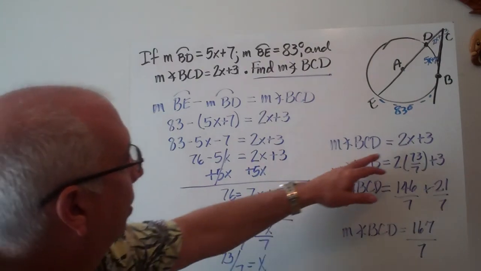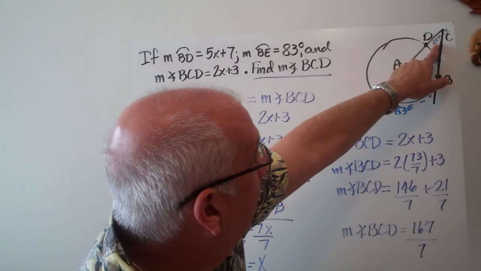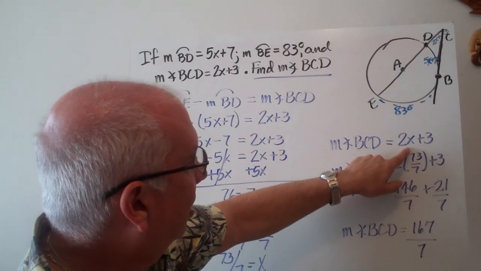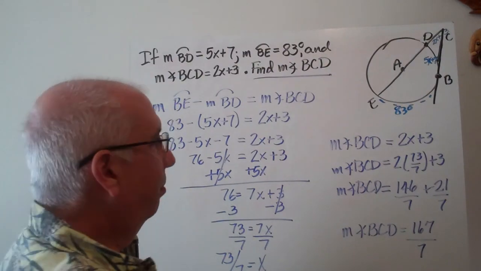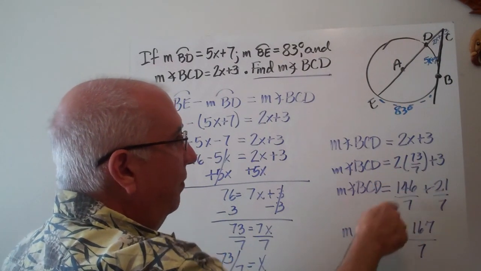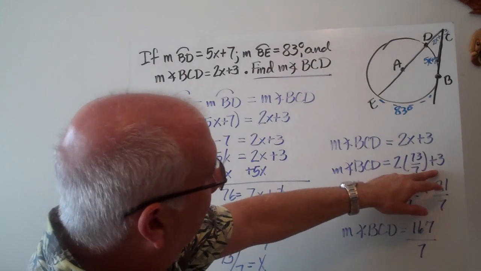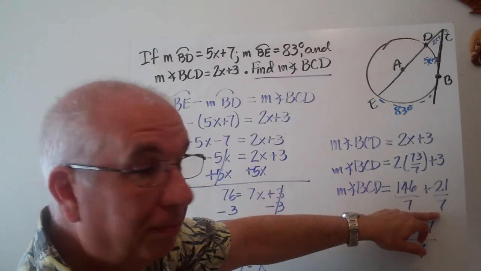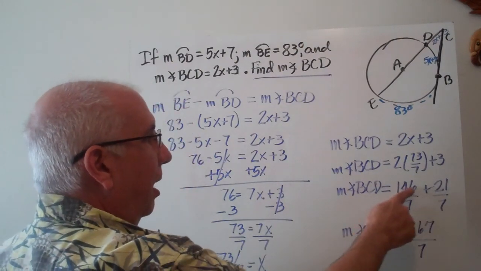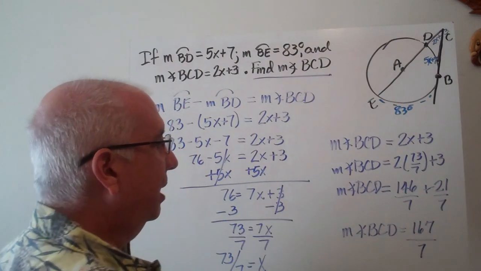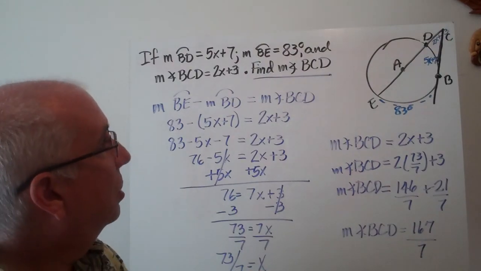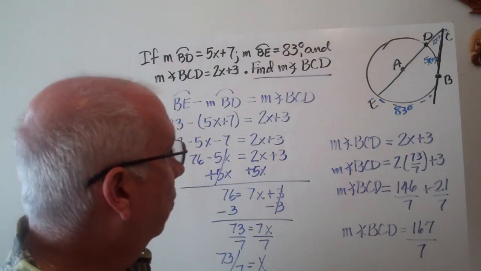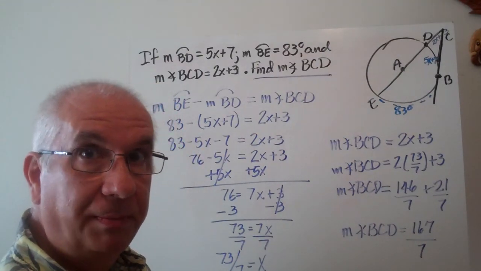Go back and substitute into the measure of this angle. So 73 over 7 substitutes here. Multiply, which gives us 146 over 7. We need a common denominator of 7, so this 3 becomes 21 over 7. Adding the tops gives us 167 over 7. So the measure of this angle, BCD, is 167 over 7.